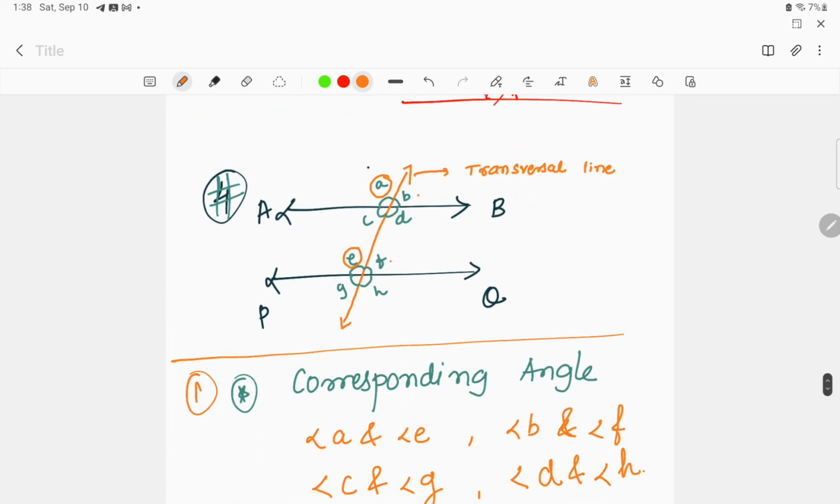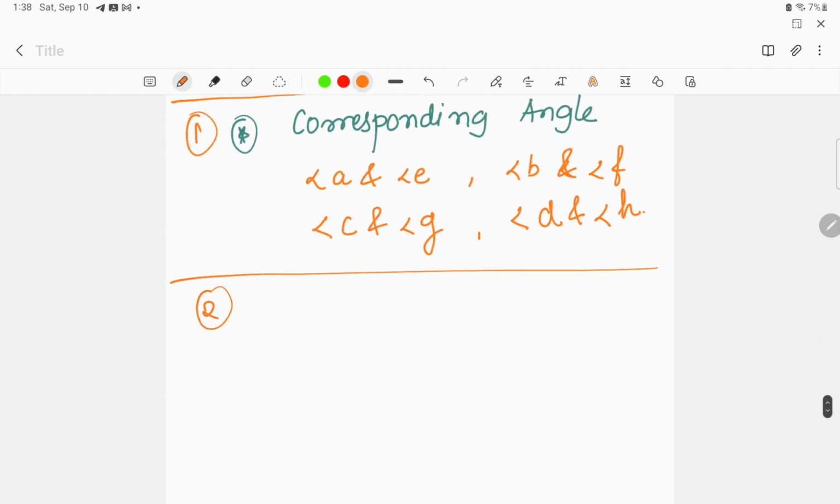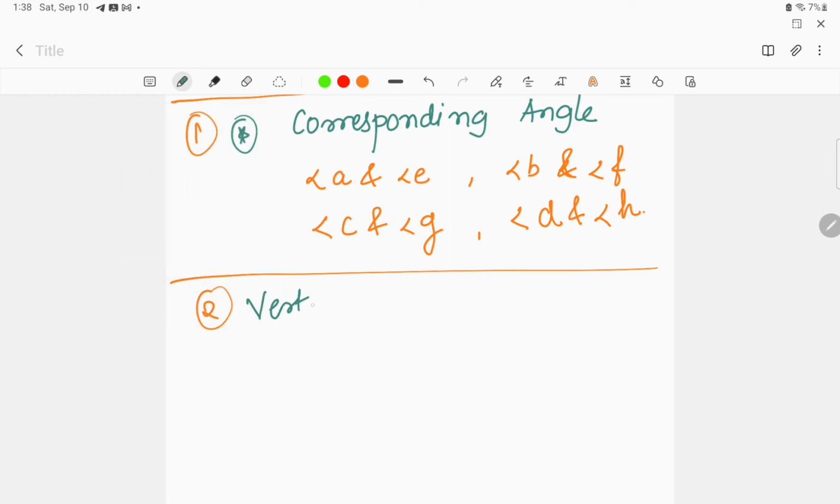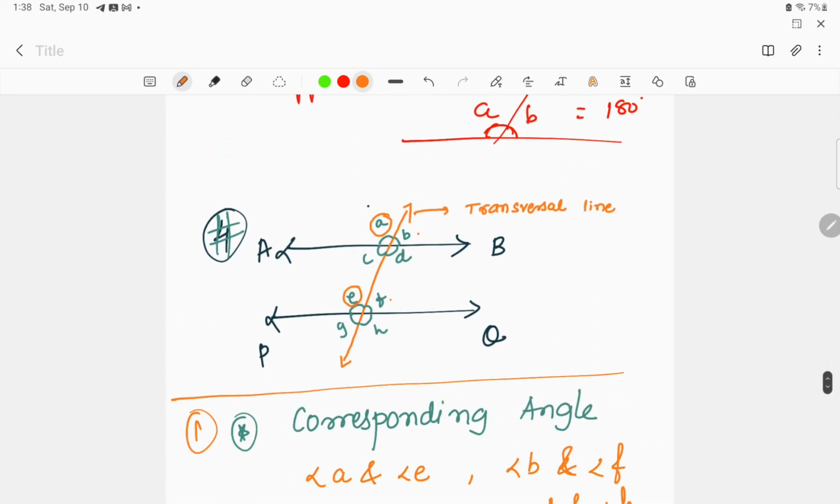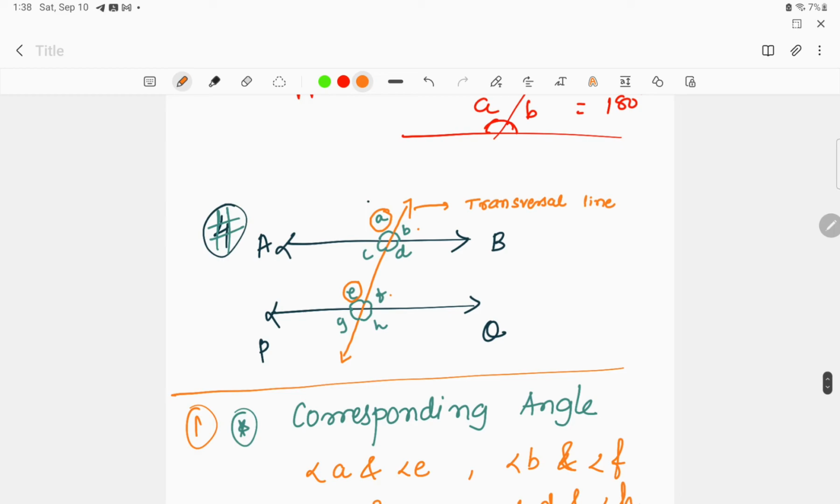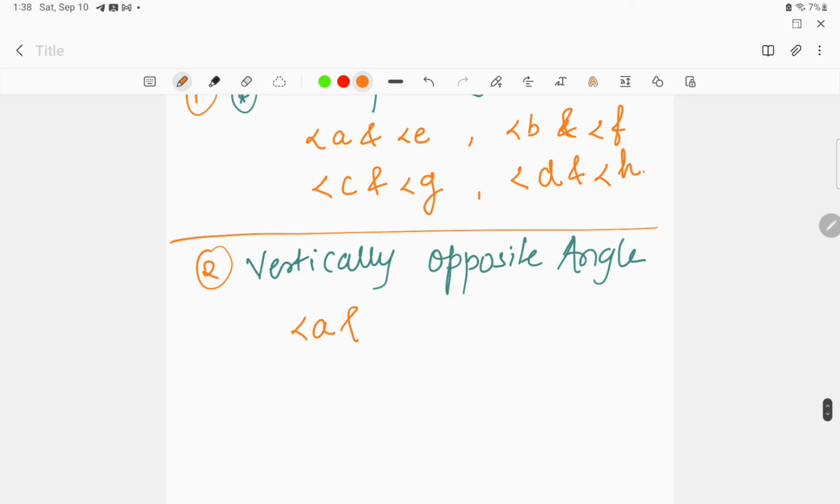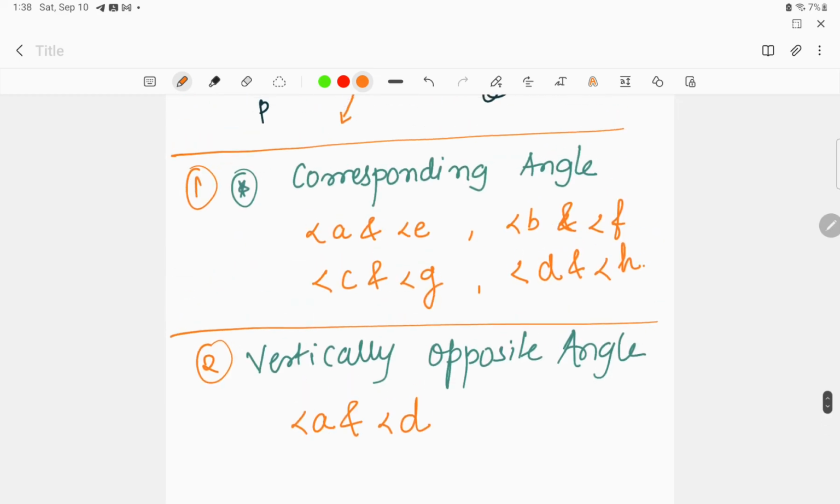Now the second term is vertically opposite angles. What are the vertically opposite angles? Let us check the diagram once. Vertically opposite angles means angle A and angle D are vertically opposite angles. How will we denote it? Angle A and angle D is one pair of vertically opposite angles.